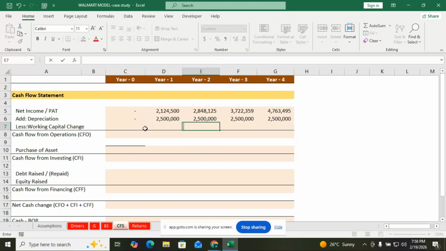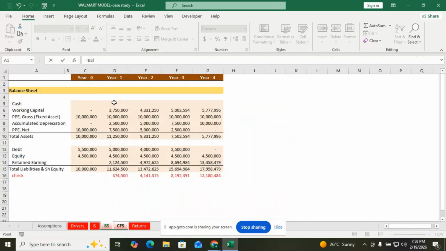See, year 0, take it as 0. For year 1, either you can take the exact value of year 1 because year 0 is nil, otherwise from here on you can start doing your working capital changes. And how do you do that? Year 1 equals to, go to your balance sheet. Take the current year working capital requirement minus previous year.